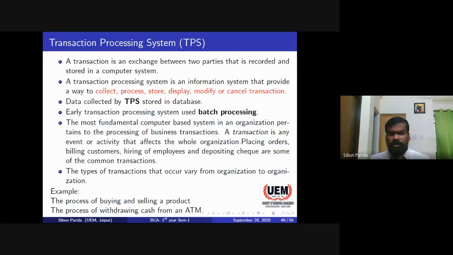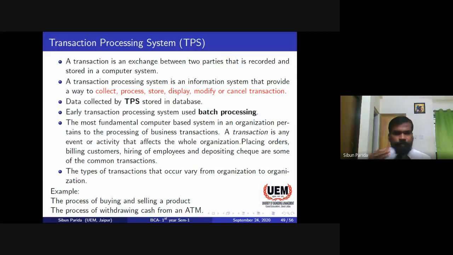So the most fundamental computer-based system in an organization pertains to the processing of business transactions. A transaction is an event or activity that affects the whole organization. Because if some item is purchased which is not of use, that means what? It is lost. No one is using it. A transaction, placing orders.